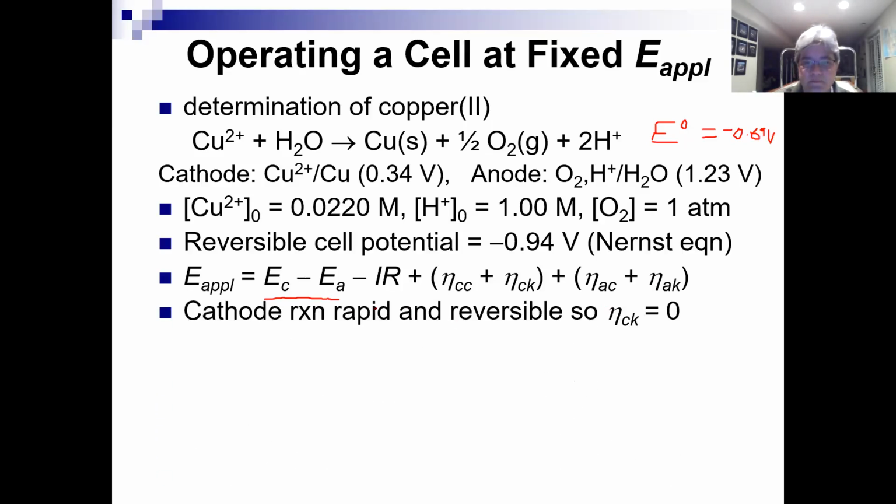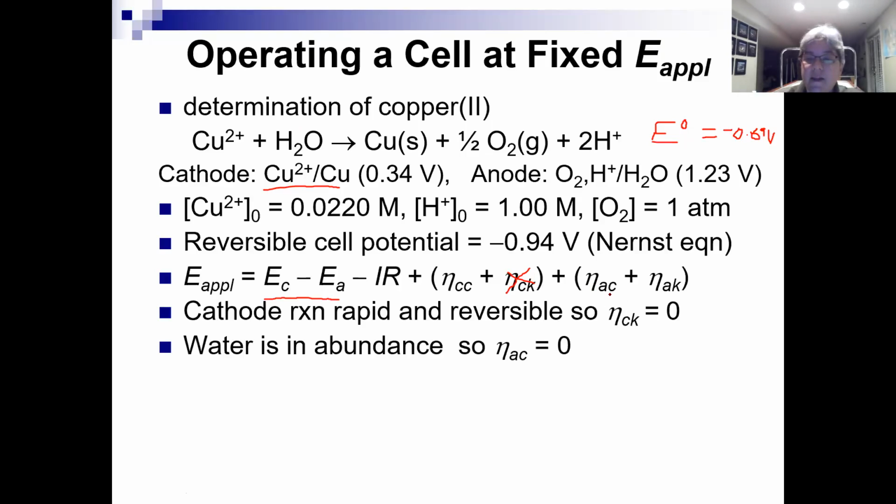So the first thing we should know is this cathode reaction, the reduction of copper. Remember, that is a very reversible reaction. Reversible means fast electron transfer, stable products and reactants. So this is a fast reaction, always fast, so this term is actually going to be 0. We don't have to worry about it. Also notice the anodic concentration: what is being oxidized is water. There's always lots of water, so this term we can ignore. So it's getting a little bit better. There's less terms here.